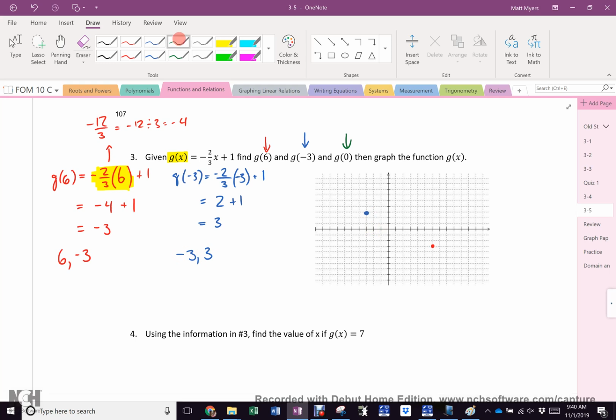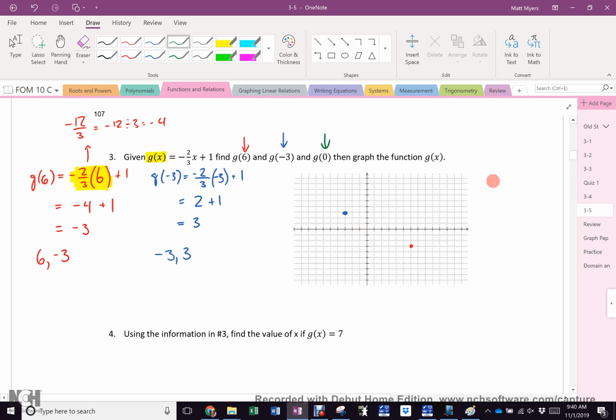And then the green one, which I am out of room, so I'm going to slide over here. I want the g of 0, which is negative 2/3 times 0 plus 1, which is 1. What is the xy value? 0, 1. And now, all those three make a nice line.